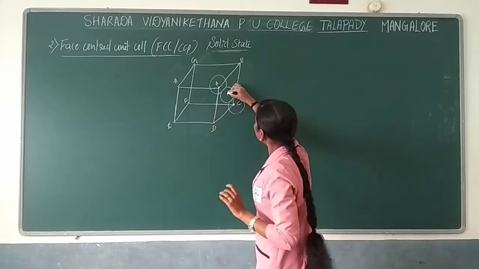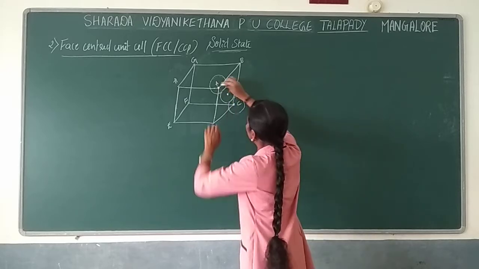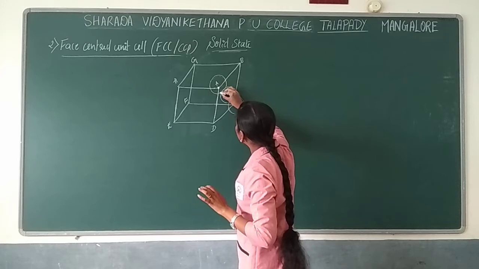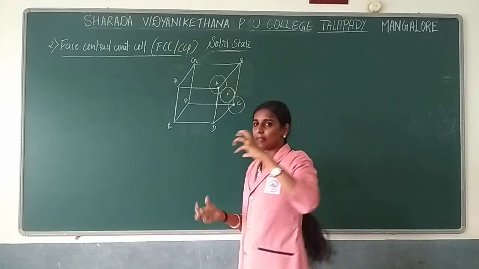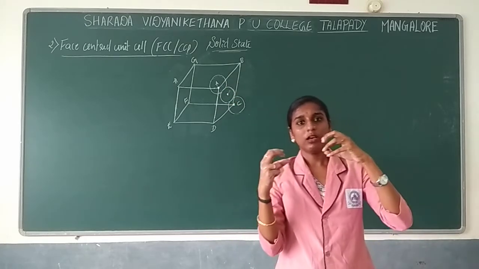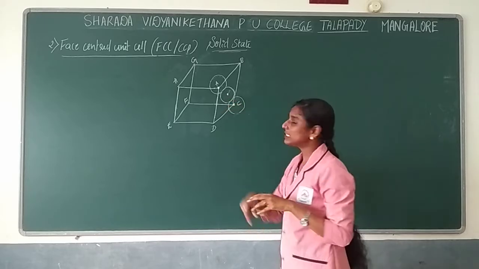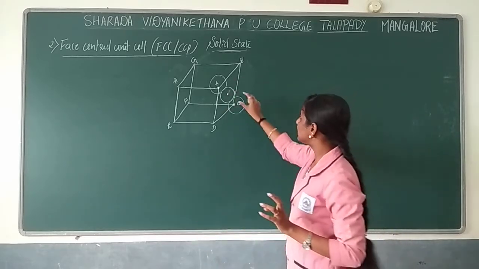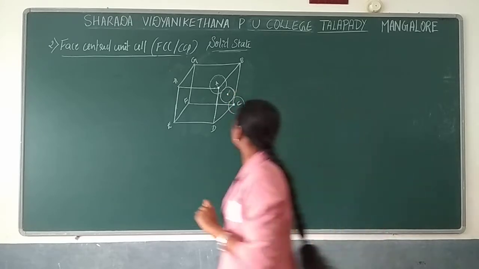Okay, so now I have taken the particles in two corners, as well as the particle which is present in the center, right? All these particles are joined with one another. Why? Because in a solid the particles are closely packed, right? For that reason I have drawn it in this way.